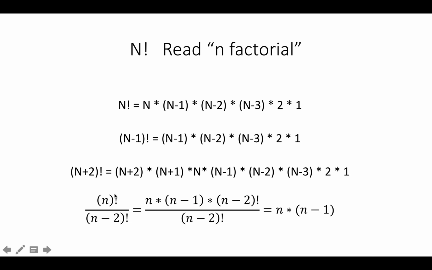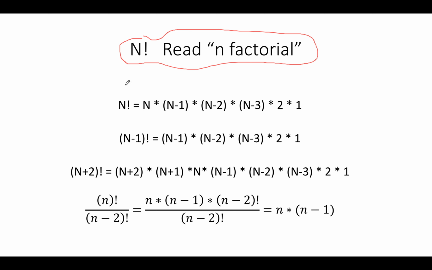Again, n factorial. Now, n can be any number, just like I just did. 3 factorial is 3 times 2 times 1. Here we have n factorial. It reads n factorial. Now, n factorial means n times n minus 1 times n minus 2 times n minus 3, all the way till we get to times 2 times 1. There should have been a dot here. I apologize for that. That's what n factorial is. So again, n could be any number.